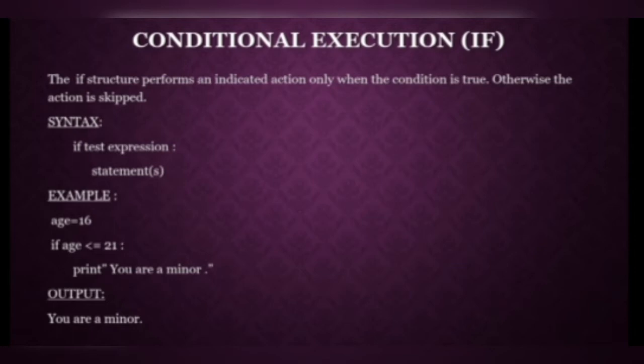Next, for better understanding, here is an example for conditional execution. age = 16. If age <= 21, print "You are minor". What is the test expression in this example? Age less than or equal to 21. In this example, age is 16, so the condition is true, so the program will print "You are minor".